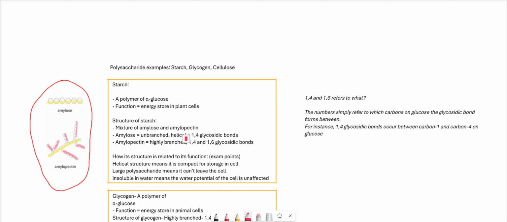Now, helical just refers to the helical structure of amylose. That is something you can search up and see many images of, but it's quite complex. I think it's just easier to remember that amylose is helical.